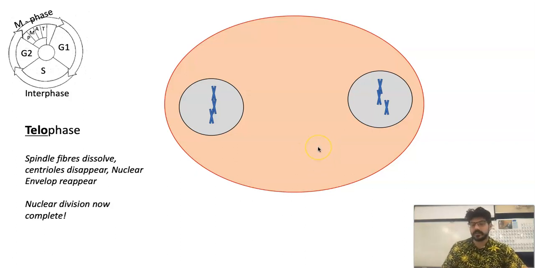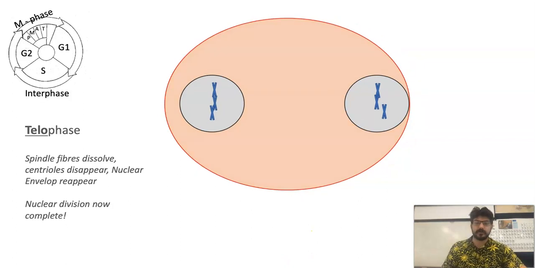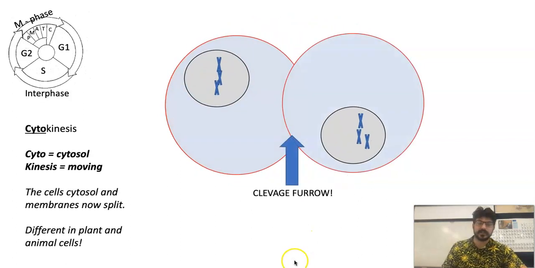Cell division is not. And that's where our final stage comes into it, cytokinesis. Cyto meaning cytosol, kinesis being moving. We're now going to move the membranes apart. And it's different in plant and animal cells. When an animal cell starts to pinch in the center, what we call a cleavage furrow appears in between the two cells.